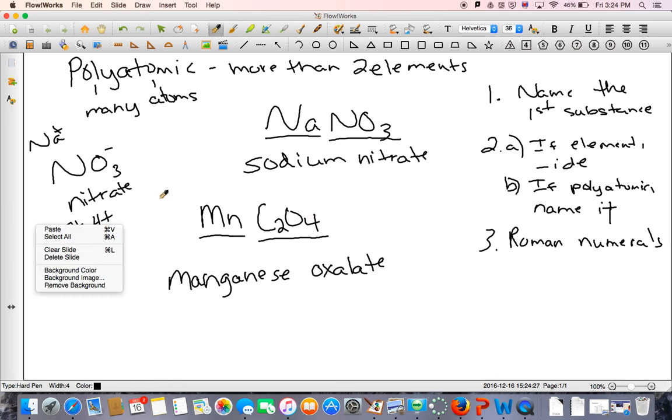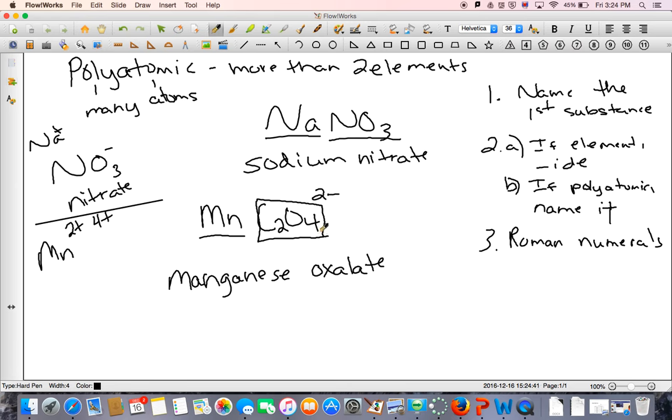This number down here does not mean anything for the charge. Don't look at these numbers for the charges. The common polyatomic of oxalate has a charge of 2-. If I look at C2O4, there's only 1 C2O4. There isn't 4 of them. C2O4 is one thing. There's only 1 of them. So if it took 2, manganese had to give 2. Manganese(II) oxalate is the name.